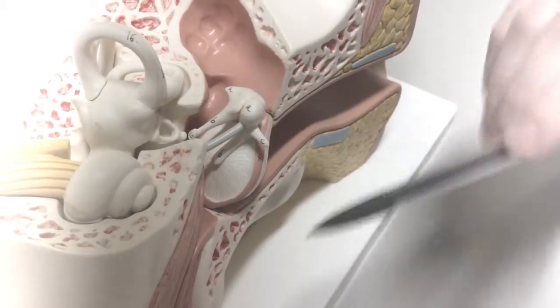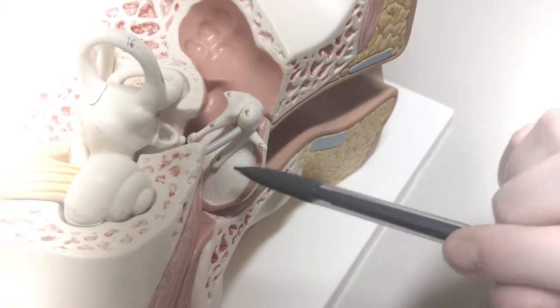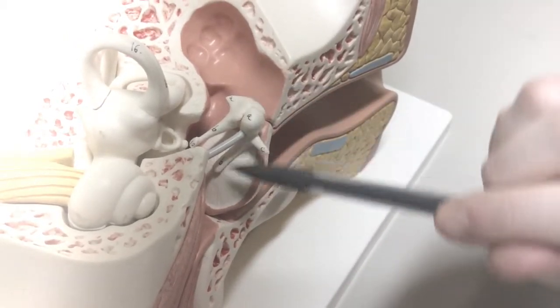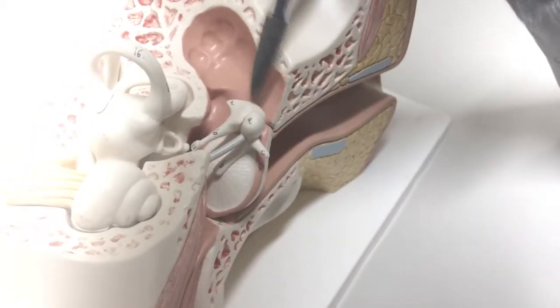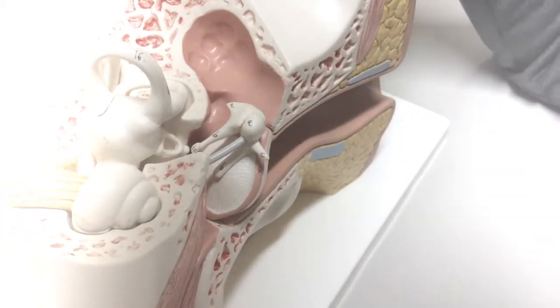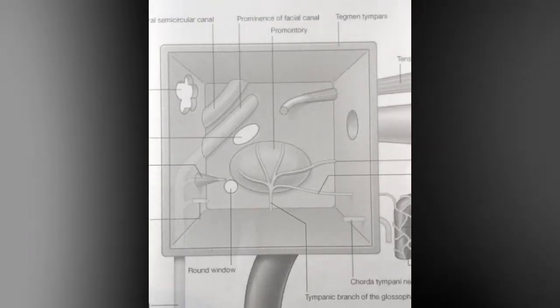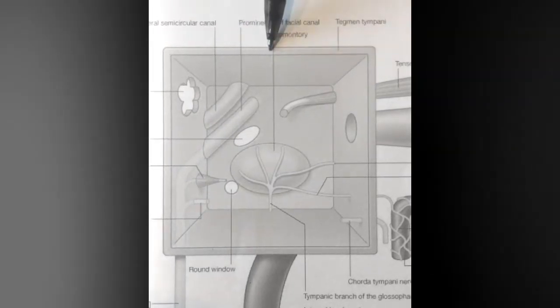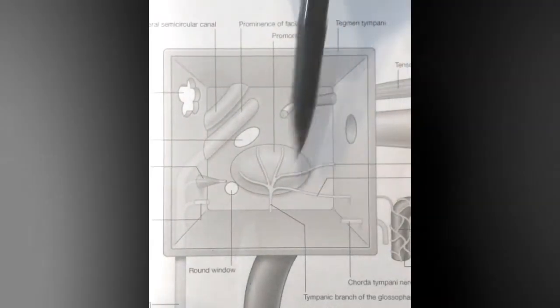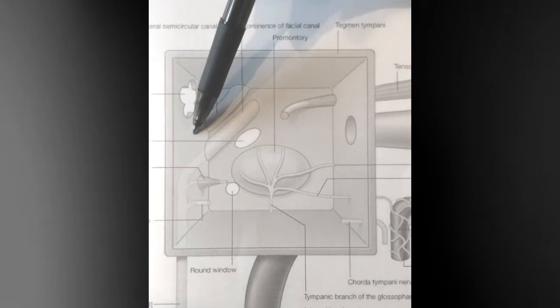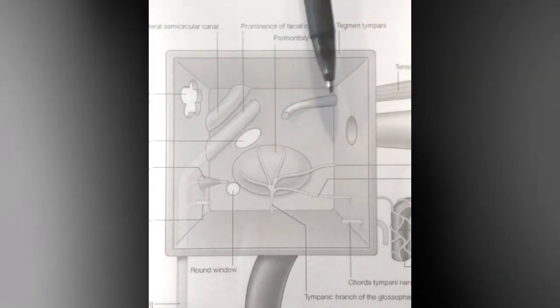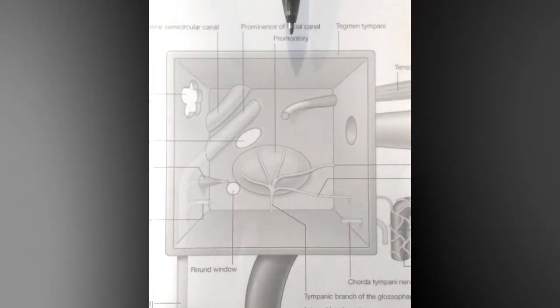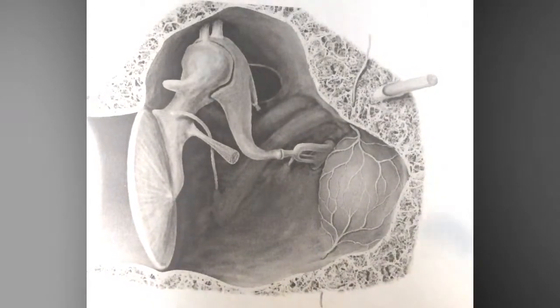And now we're going to talk about the middle ear. As you can see, we can see the manubrium of the malleus, the incus bone, and the stapes bone, the 3 smallest bones in the body. The best way to remember the inner ear is to think of it as 6 walls: the superior wall, the inferior wall, the anterior wall, the posterior wall, the medial wall, and the lateral wall has been removed so that we can see inside. And here we see the middle ear.